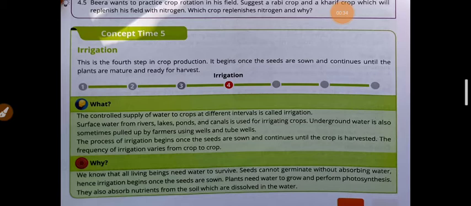The controlled supply of water to crops at different levels is irrigation. What is irrigation? The supply of water to the crop at different levels or different intervals is called irrigation. Surface water from rivers, lakes, ponds and canals is used for irrigating crops. Underground water is also sometimes pulled up by the farmers using wells and tube wells. The process of irrigation begins when the seeds are sown and continues until the crop is harvested. The frequency of irrigation varies from crop to crop.